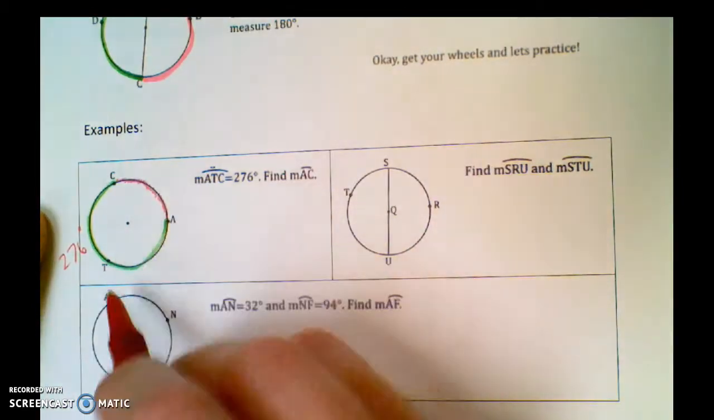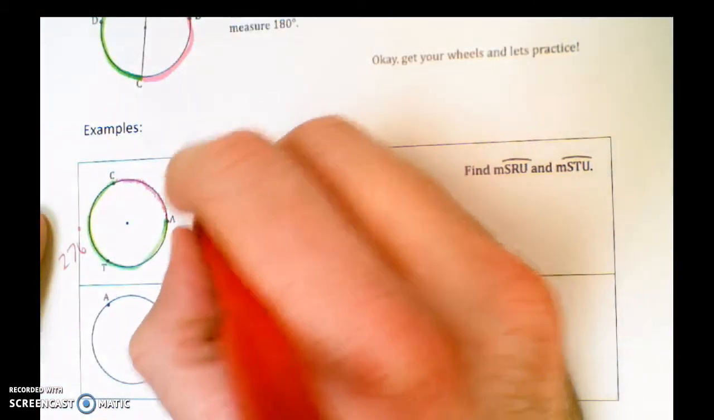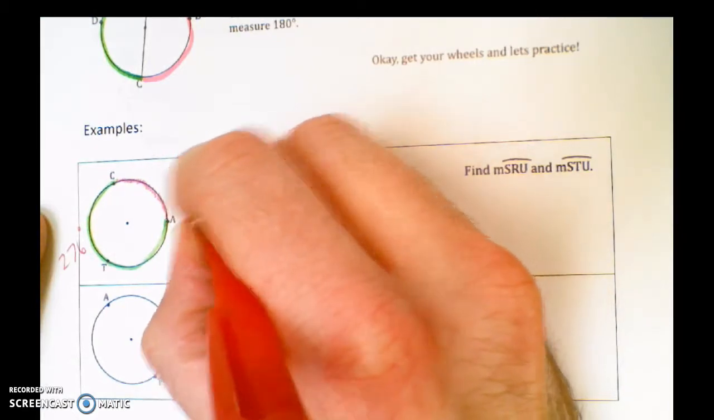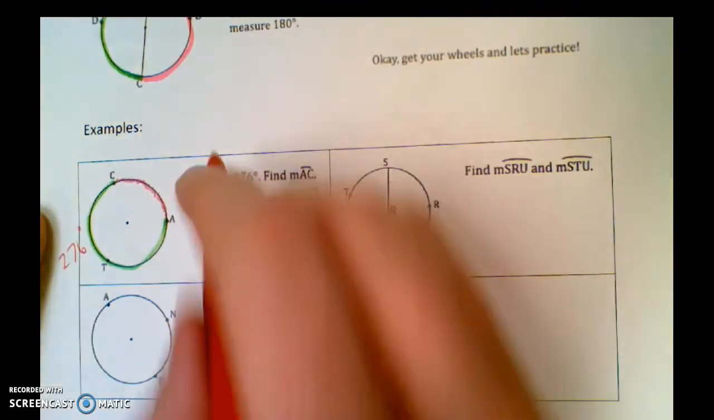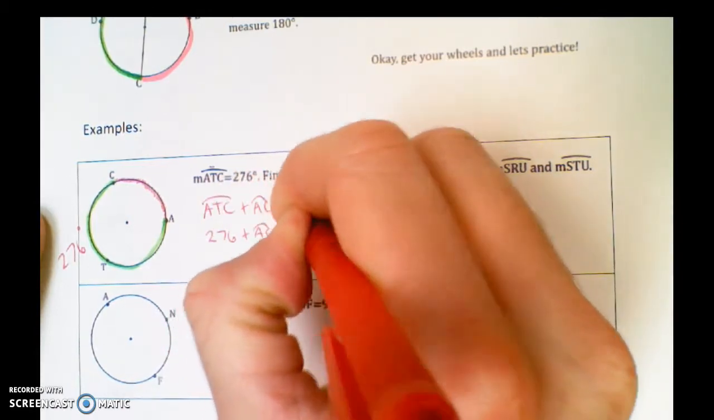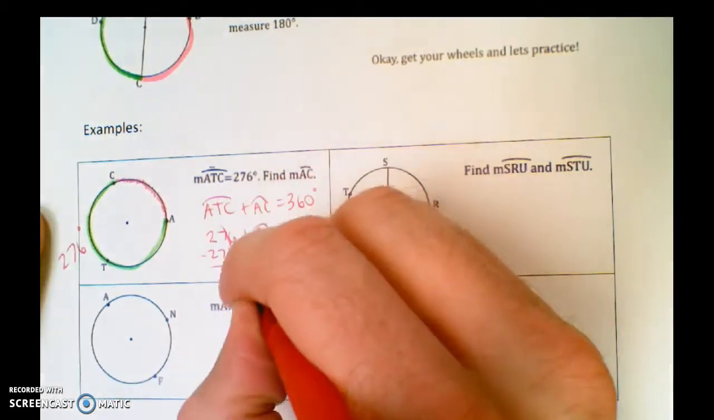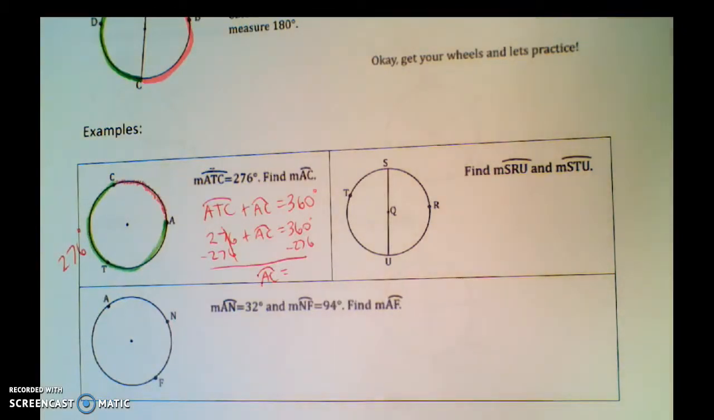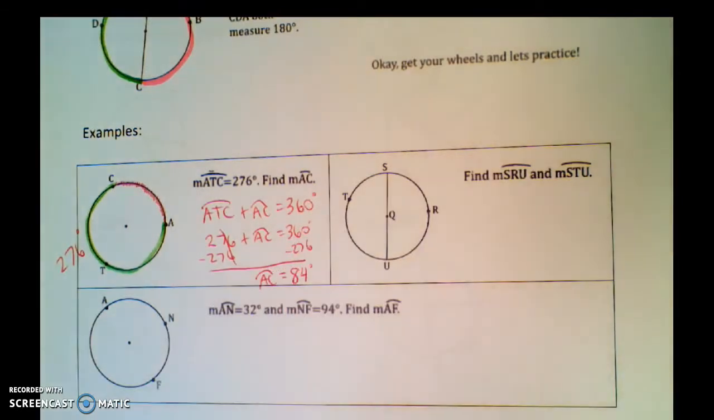So I've got both pieces of the circle. Now all I have to do is use them to find the missing piece. And remember, the 2 arcs added together should add up to equal 360. And I know ATC is 276 because it was given to me. So I'm going to subtract 276 from both sides. You'll get AC is equal to, do your subtraction, 84. So AC's arc is 84 degrees.